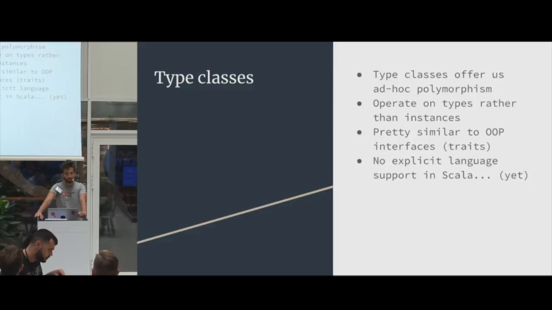And unlike standard interfaces, for example in Java or traits in Scala, these type classes don't operate on actual values or instances of classes. They operate on types, and there are a lot more types than classes actually. We'll see about that as well in a minute. I already said that they're pretty similar to OOP interfaces or traits, and for now there's no explicit language support in Scala, but that might change in Scala 3 in about 2 years. We don't know yet. We'll see.